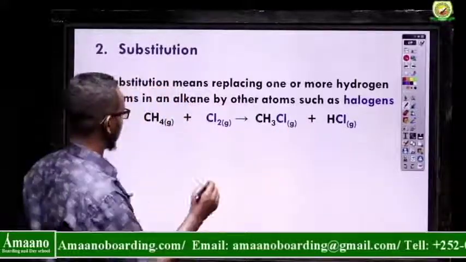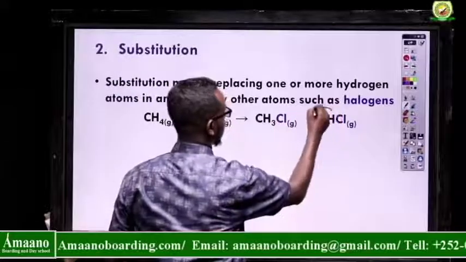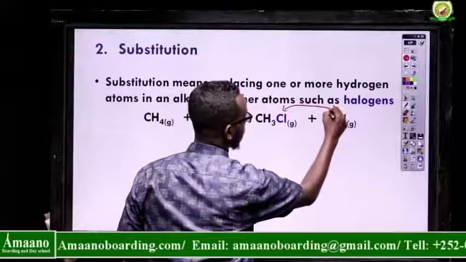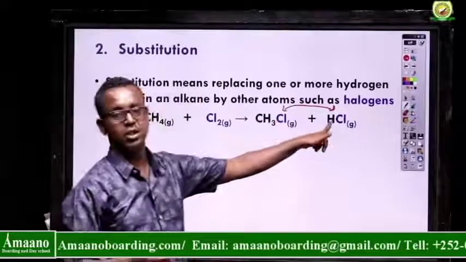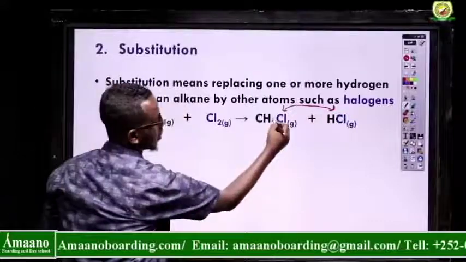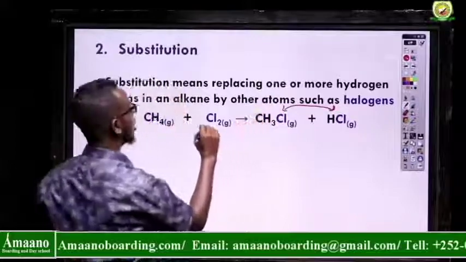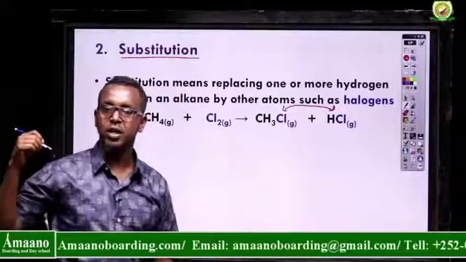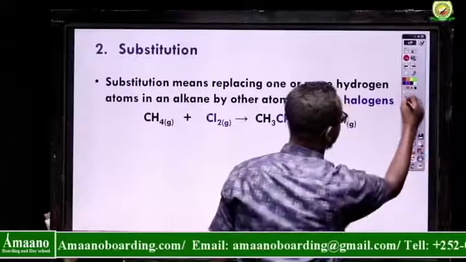Consider this one, hydrogen and chlorine. You see, this chlorine takes the place of hydrogen. It is a substitution. So when one, two or more hydrogens in an alkane are replaced by another atom, it is called substitution. This kind of reaction is called substitution.